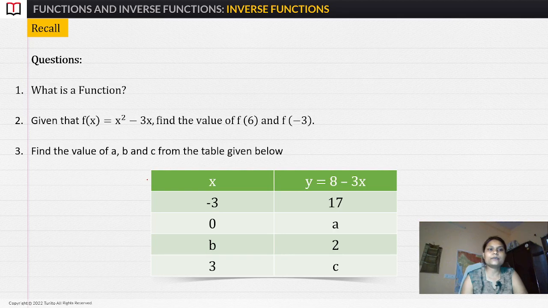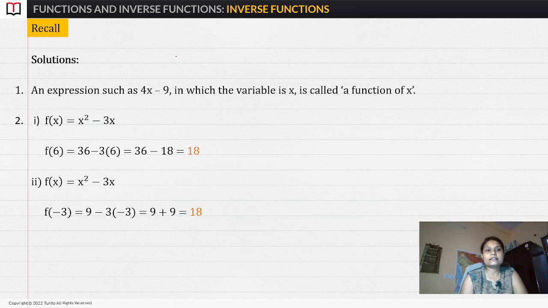So we'll start with some recalling questions. The first question is, what is a function? Actually, what do you mean by a function? A function is always defined as an expression. Suppose for a class 10 student, what should be the definition?